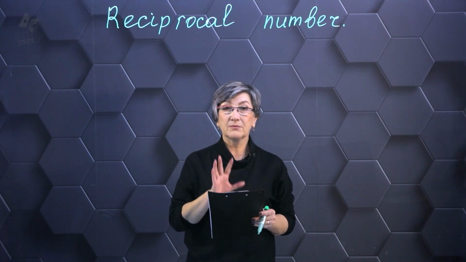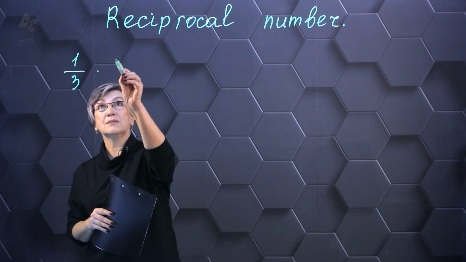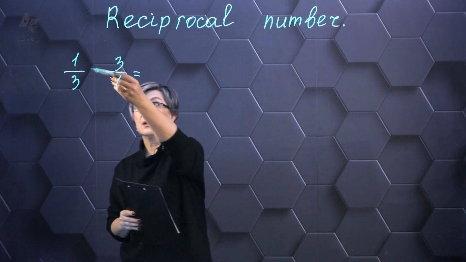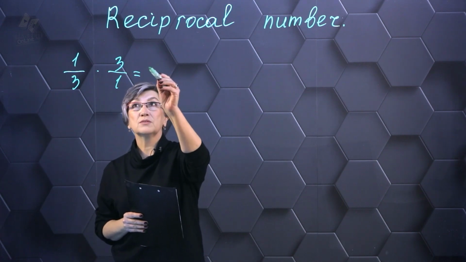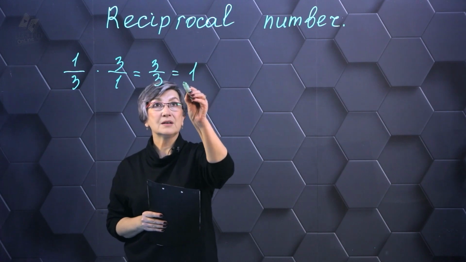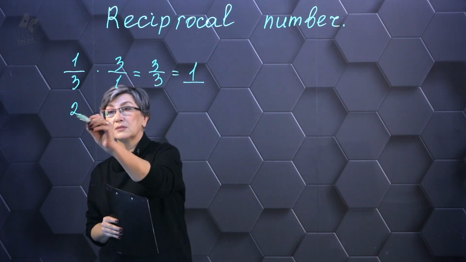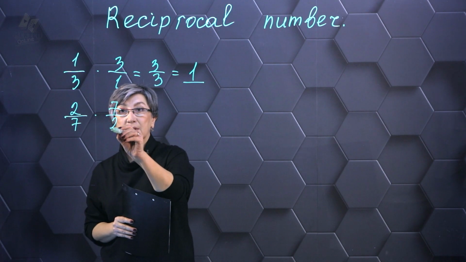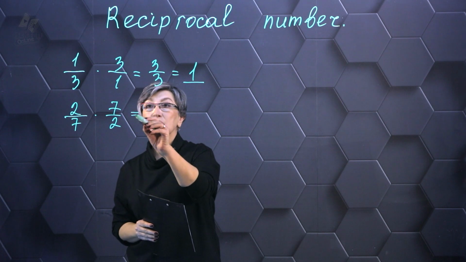Let's say that if we multiply 1/3 by 3/1, what do I get? When I multiply 1/3 by 3/1, I end up with 3/3, or 1. Similarly, if I multiply 2/7 by 7/2, as the result, I will also get 1.